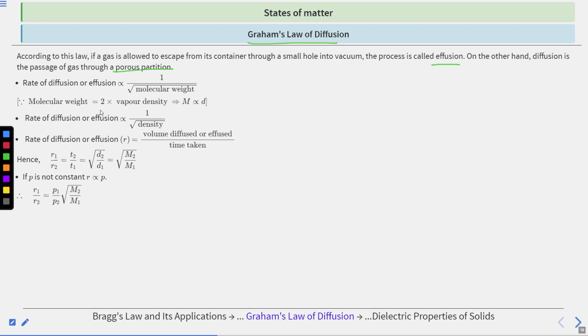And we know molecular weight can be written as 2 multiplied by vapor density, that is M = 2D. So the rate of diffusion or effusion will be inversely proportional to the square root of density. Therefore, the rate of diffusion or effusion can also be written as volume diffused or effused divided by time taken. Hence, we can get these terms. And if P is not constant, then R will be directly proportional to P. That is, the rate of diffusion or effusion will be directly proportional to P. And we can write this expression.